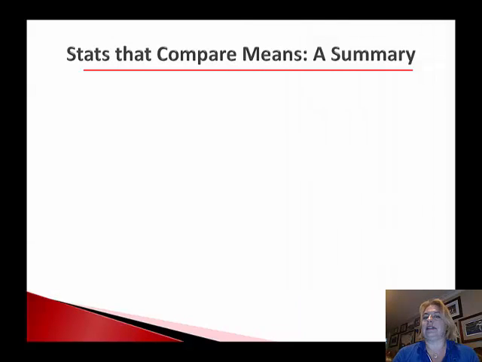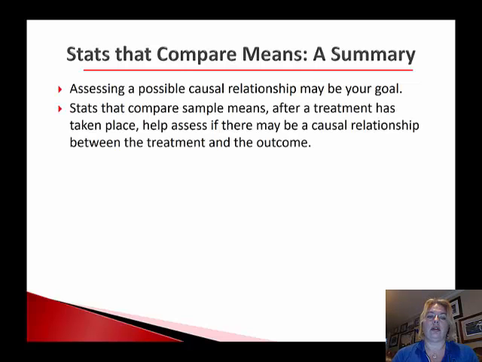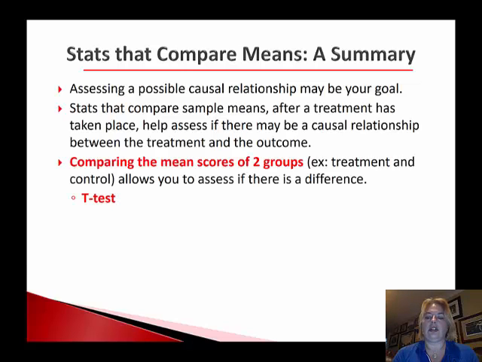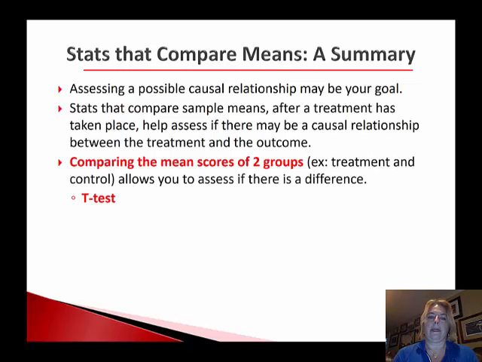Stats that compare means. Here's a summary of the two that we talked about. Assessing a possible causal relationship may be your goal. Stats that compare sample means after a treatment or experience has taken place help assess if there may be a causal relationship between the treatment and the outcome. "May be" is critical to understand because we can never be 100% sure, but there may be a causal relationship in these instances. Comparing the mean scores of two groups, the treatment group and the control group, for example, allows you to assess if there's a difference.